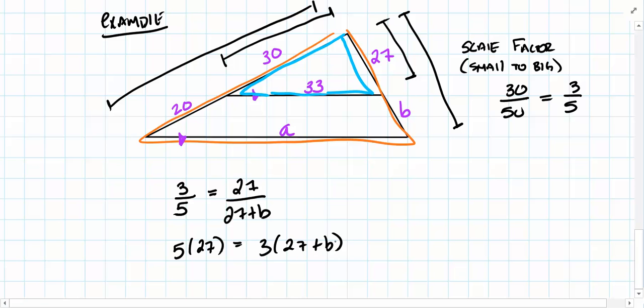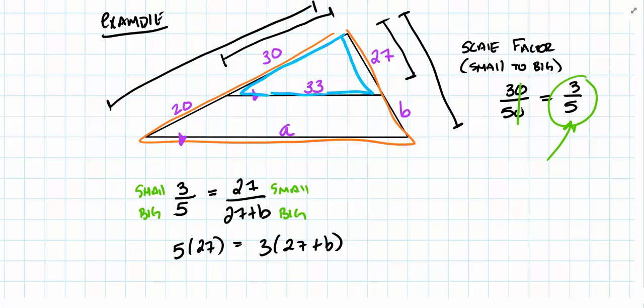The ratio, the scale factor, is small to big, 3 to 5. So 27 represents the small side, and 27 plus B represents the big side. 3/5 is the scale factor over here. That's from 30 to 50. From 30 to 50, we simplified to get 3 to 5. We want to go from small to big, right? So 30 to 50, 3/5. Is everyone okay with the 3/5?